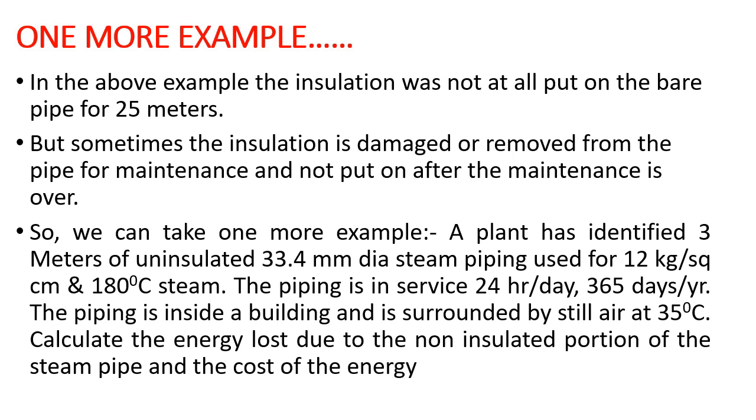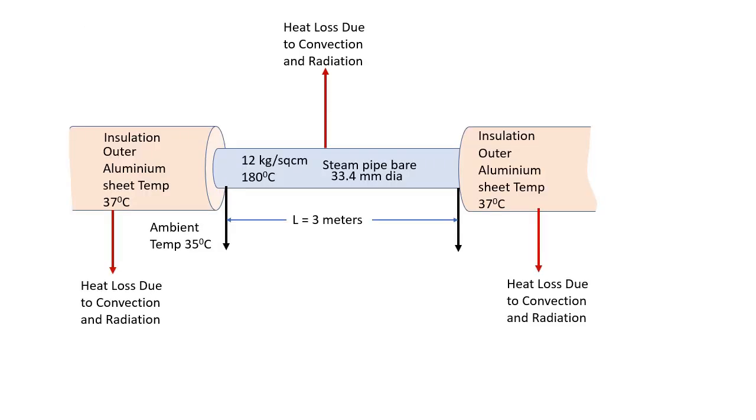The piping is inside a building and is surrounded by still air at 35 degrees centigrade. So calculate the energy lost due to the non-insulated portion of the steam pipe and the cost of energy lost per year. This is the example. Now you can see the graphical representation of the example.